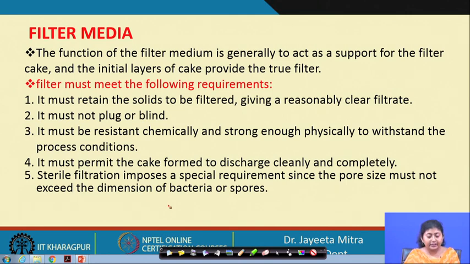It must permit the cake formed to discharge cleanly and completely, and sterile filtration imposes a special requirement, since the pore size must not exceed the dimensions of bacteria or spore. So, these are the requirements.